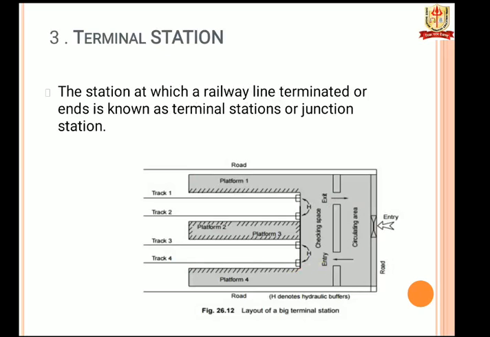Third type is terminal station. The station at which the railway line is terminated or ends is known as a terminal station. The station at which the railway line or one of its branches terminates is known as a terminal station. The reception lines terminate in a dead end and there is a provision for the engine of an incoming train to turn around and move from the front to the rear of the train at such a station.